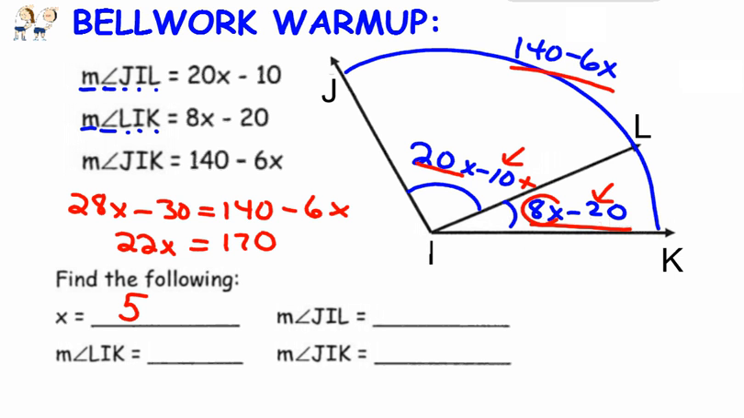Then I can go back and plug them into each equation and come up with my individual angle measures. So 20 times 5 minus 10 is 90. So angle JIL is 90. And 8 times 5 minus 20, so 40 minus 20, so angle LIK is 20. And then 140 minus 6 times 5 is 30, gives me 110.